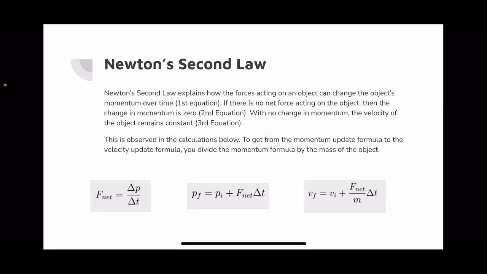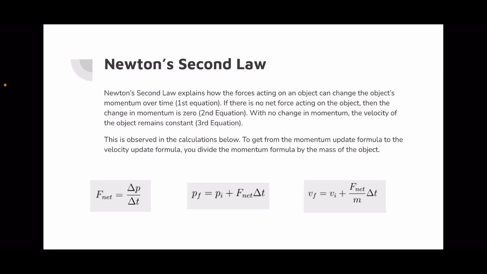To talk a little bit more about Newton's second law, it explains how the forces acting on an object can change the object's momentum over time. This is observed in the first equation. If there is no net force acting on the object, then the change in momentum is 0, which is observed in the second equation. The second equation showcases the momentum update formula, and if we were to replace F net with 0, it would result in initial momentum equaling final momentum, which results in no change in momentum.